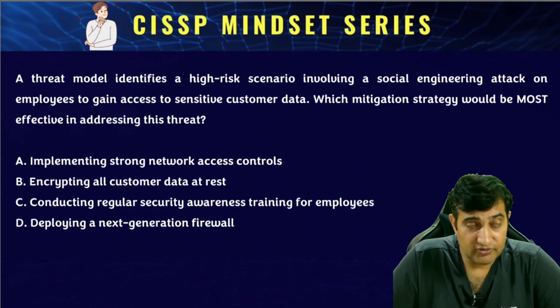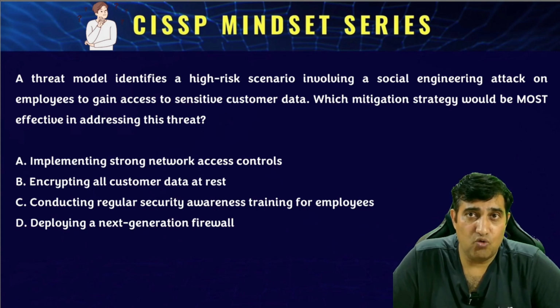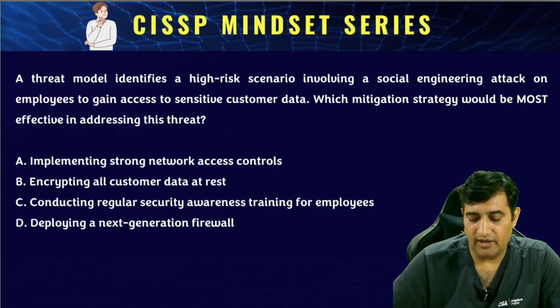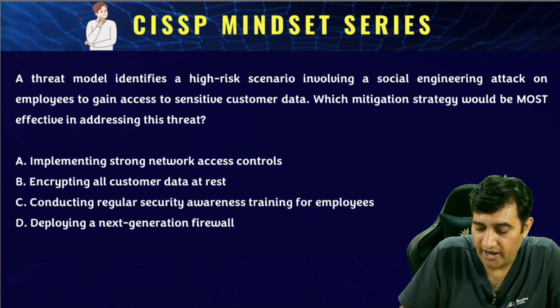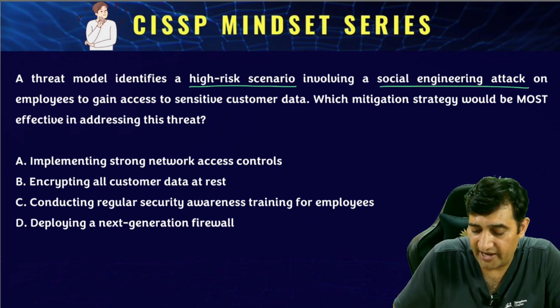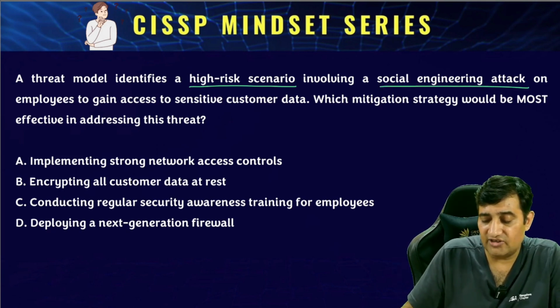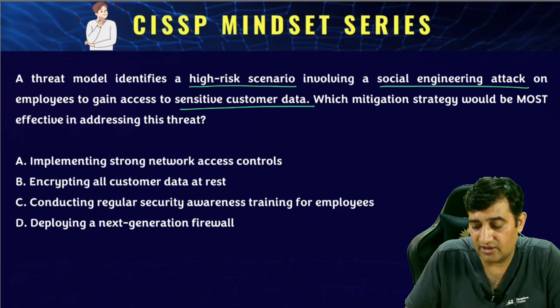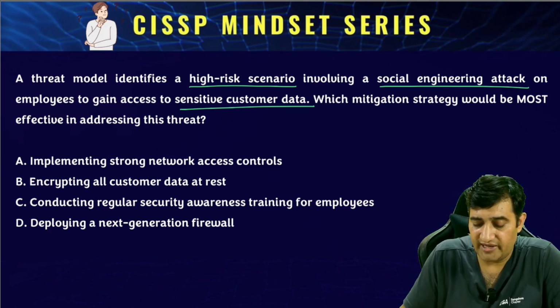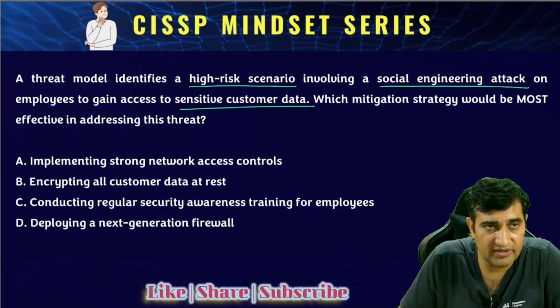Okay team, next question, and this is focused more on awareness. A threat model identifies a high risk scenario involving a social engineering attack on employees to gain access to sensitive information, customer data. Which mitigation strategy would be most effective in addressing this particular threat?